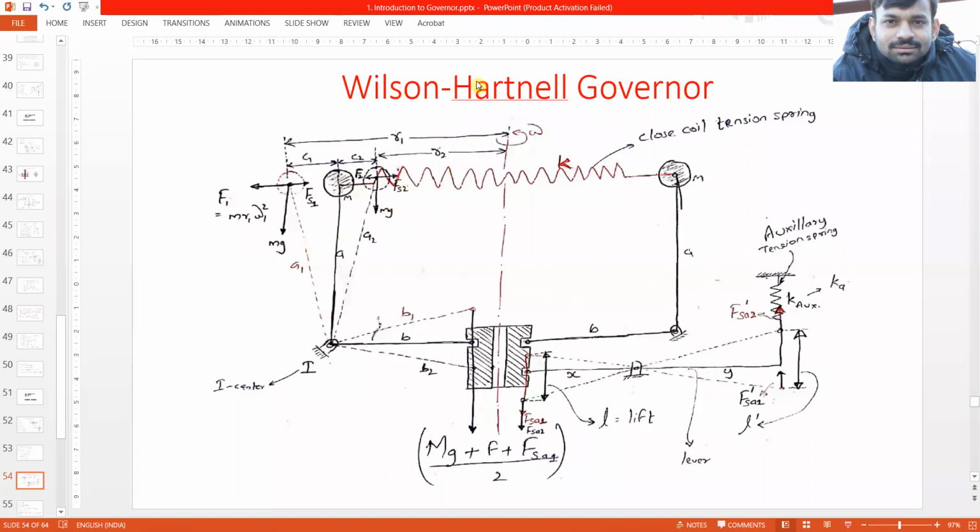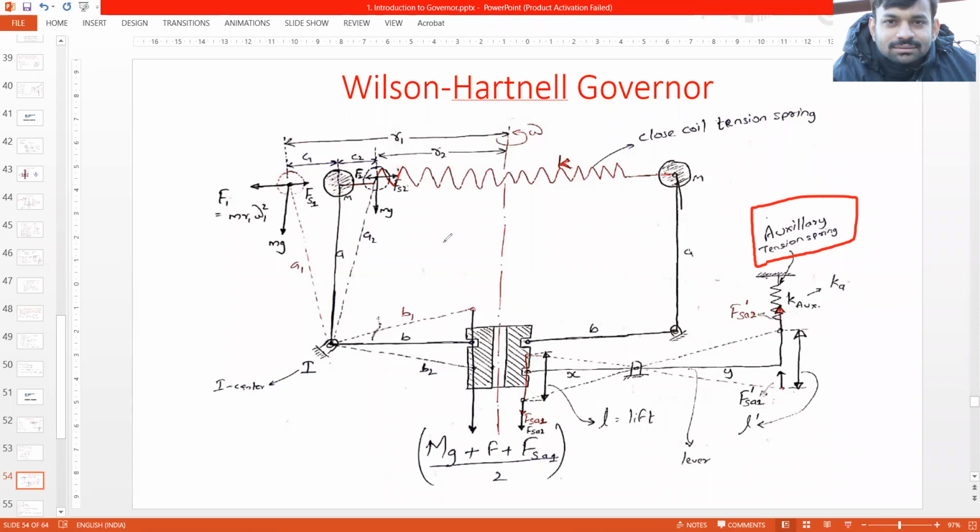The only difference in its arrangement is that both the balls are connected to each other with the help of a spring. In the previous case, the ball was connected to a spring and the other end of the spring was connected with the frame of the governor. That is, it was fixed, right? But in this case, both the balls are connected to each other. And another spring, which is an auxiliary tension spring, is mounted over here, and it is connected to the sleeve.